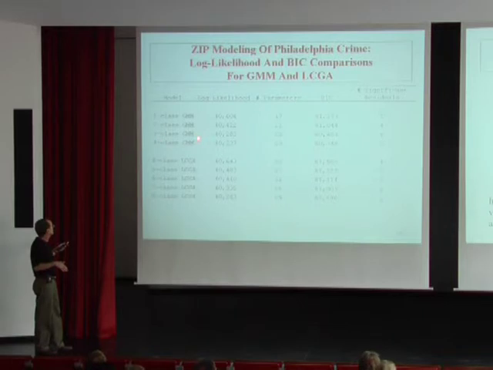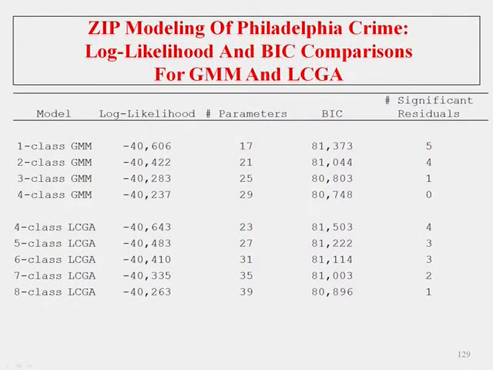With the 3-class GMM, you increase the likelihood even further, but at the expense of 4 more parameters. Nevertheless, the BIC goes down, a low BIC is good, and the number of residuals also goes down from 4 to 1. And the 4-class GMM is even better, with a slightly better BIC and 0 significant residuals.